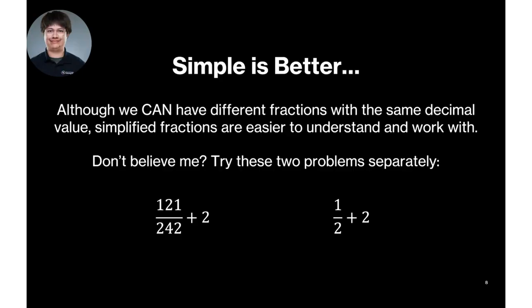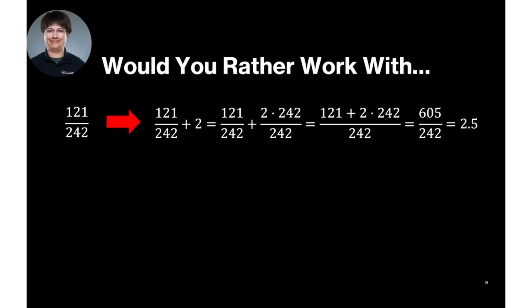As we saw earlier, both fractions have a decimal value of 0.5. What if I wanted to add 2 to both fractions? Okay. Well, if I did that with 121 over 242, and for some odd reason I don't have a calculator to help me out here, this is what you would have to do. So notice that you dealt with some pretty big numbers there, multiply top and bottom by 242, and so forth. Okay, well, you get 605 over 242, and that actually equals 2.5.